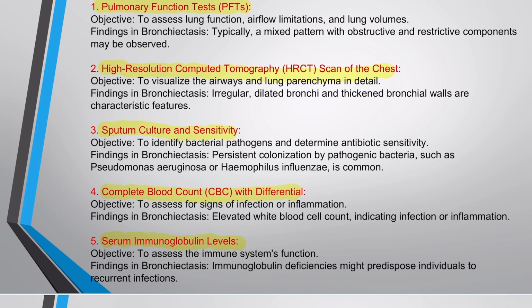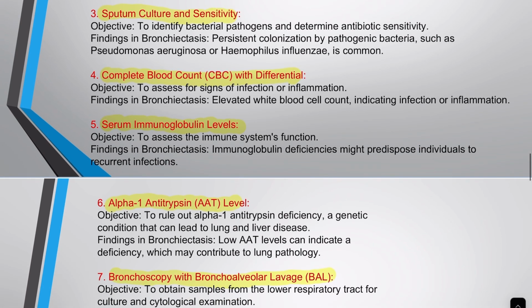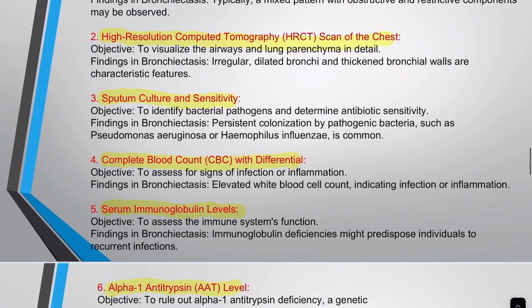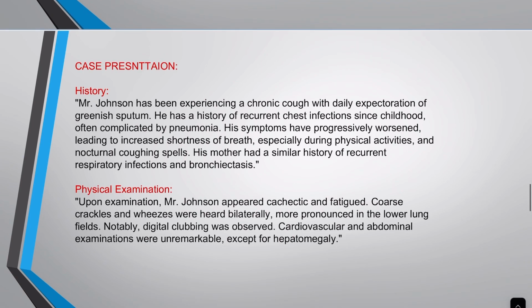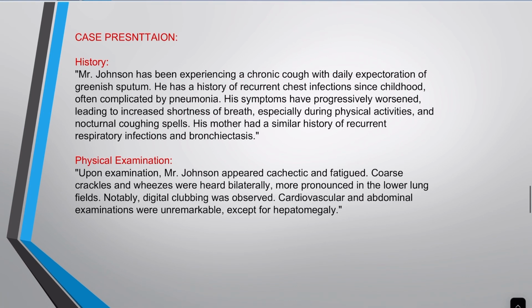Again, depending on the cause, whether the history is leading to some disease like primary ciliary dyskinesia, or we will be thinking about alpha-1 antitrypsin deficiency level, so just modify it. But these are all the investigations which are important in this case. So how are you going to present this case? First of all, we're going to start with the history.